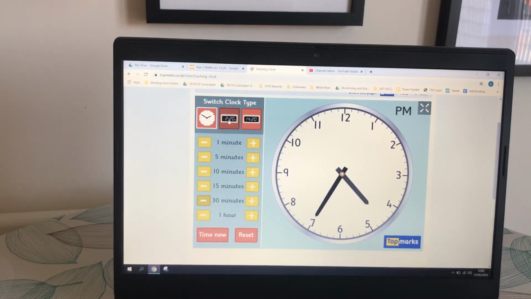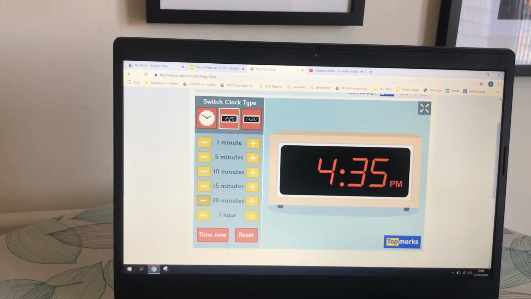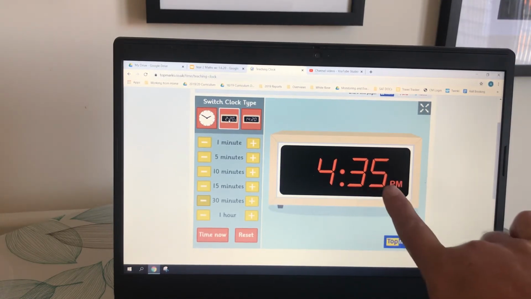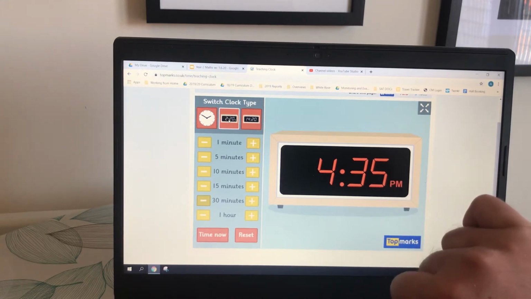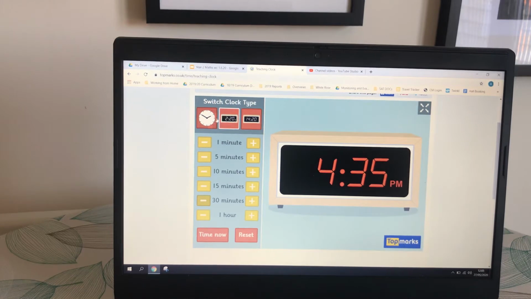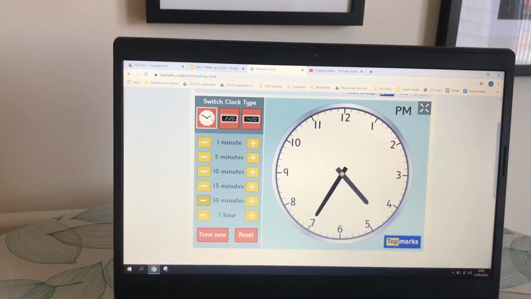Now on a digital clock, it still says 4 because we've not got to 5 o'clock yet. And if we count round, it's 35. We've counted round 35 minutes. So 25 to 5 on a digital clock is 4:35. But the most important thing this week is that you can tell this time.